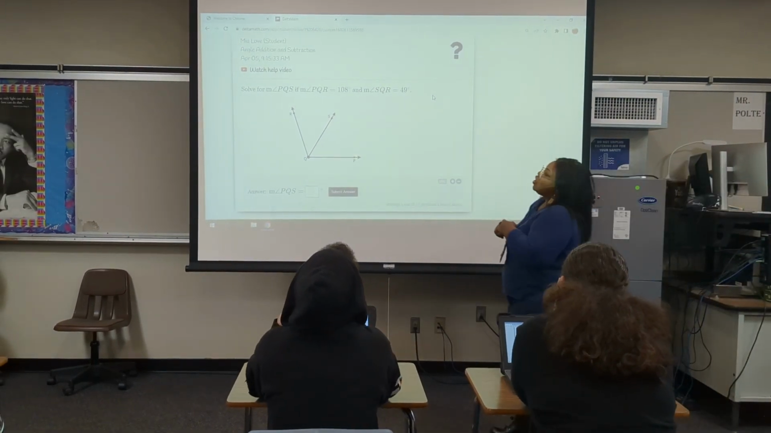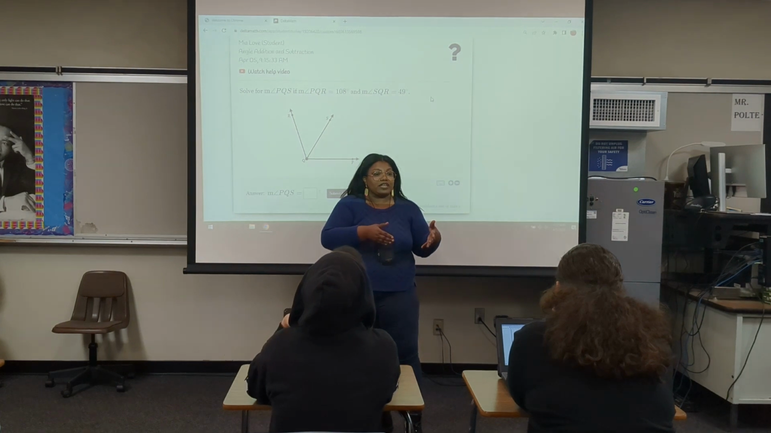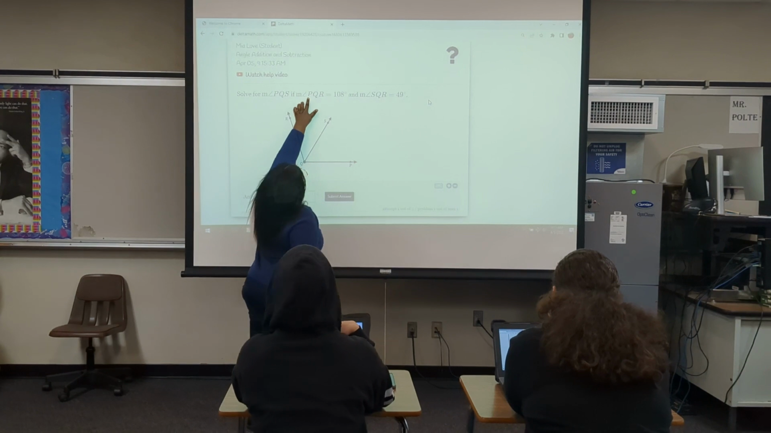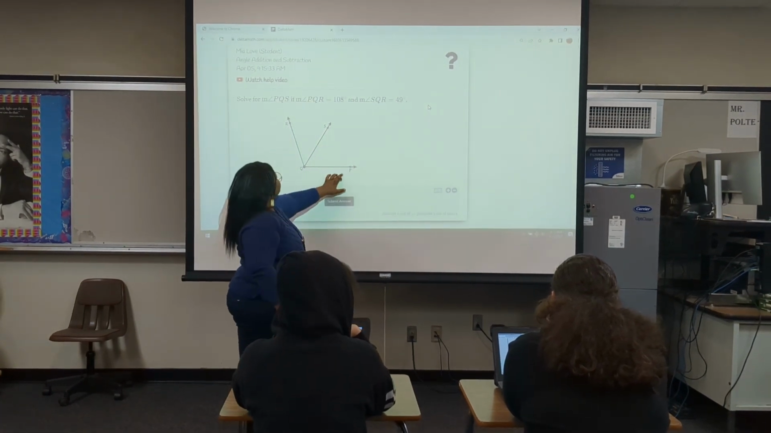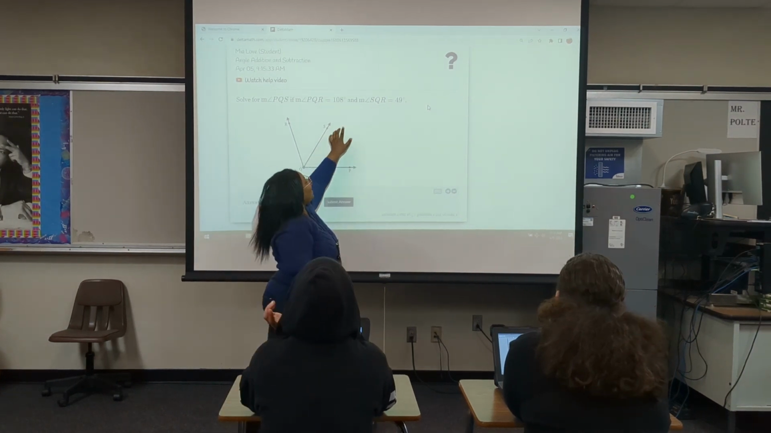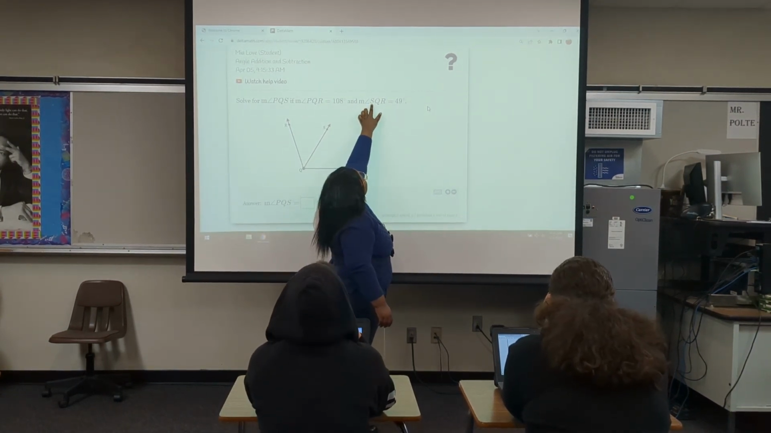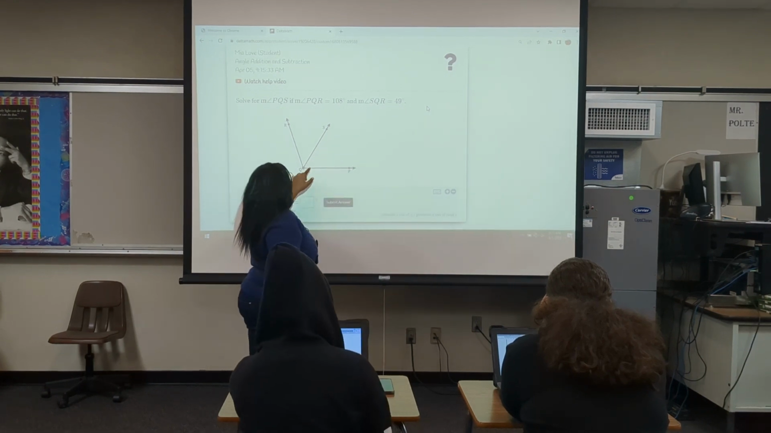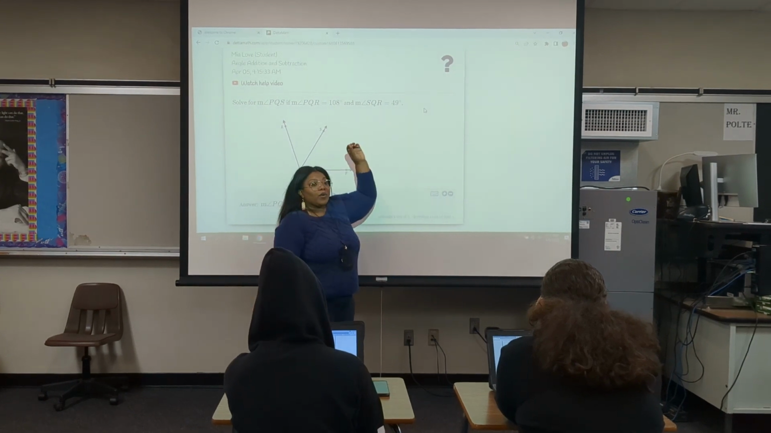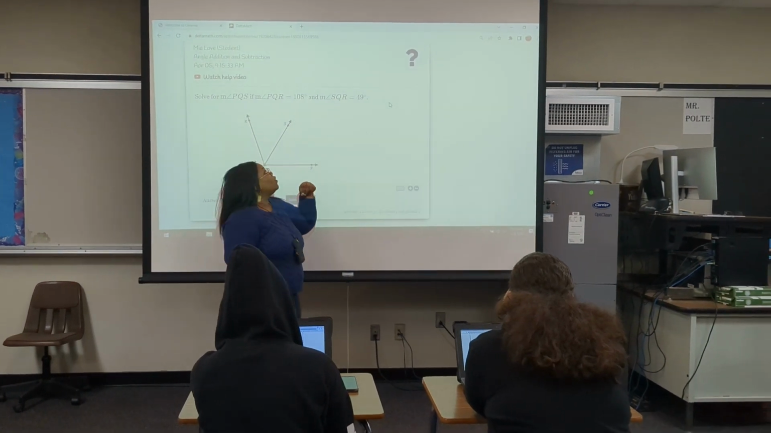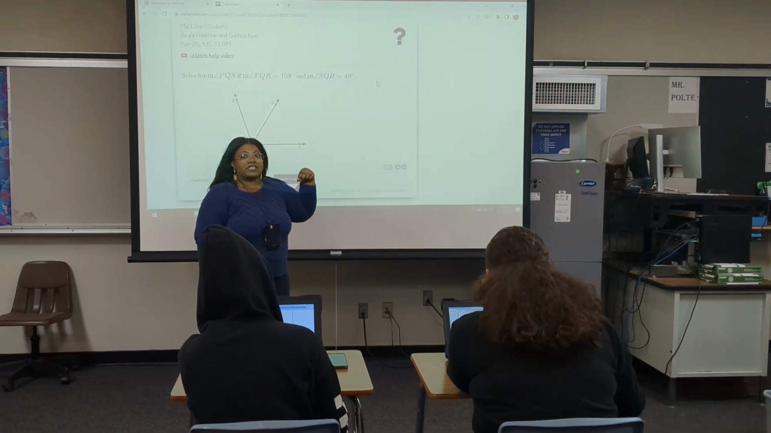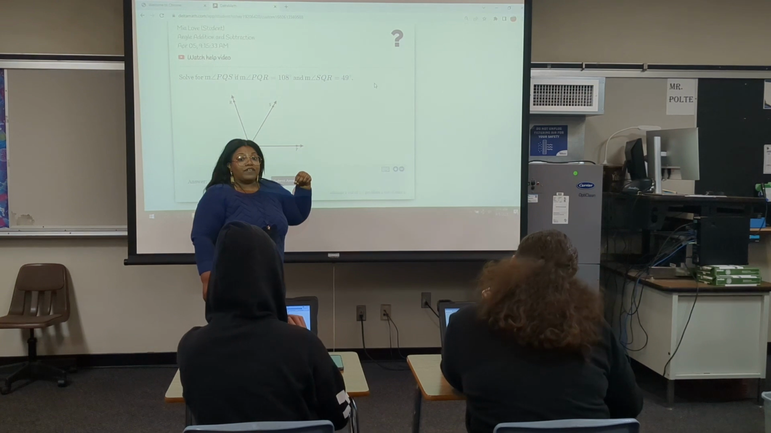Okay, so what are we doing with this one? Are we adding or are we subtracting? We're subtracting? Okay, so we're trying to find PQR. This whole area right here is 108 degrees. And we're trying to get SQR, which is 49. SQR is right here, this little area right here. So we're gonna be taking these two sums and subtracting them by each other. So let's take 108 and subtract it by 49 degrees. What does that give us? 59, okay.